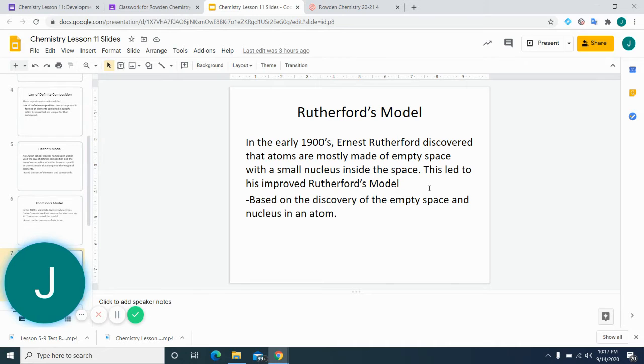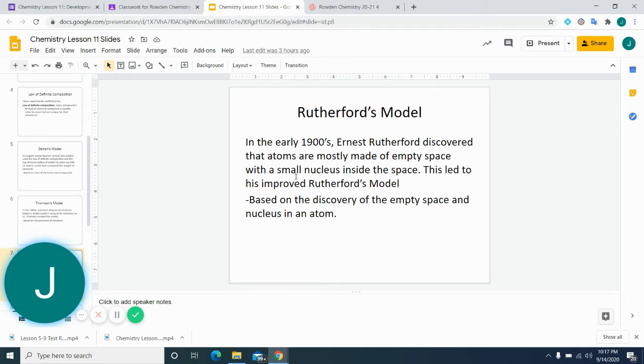Then we go from there to Rutherford's model. And what Rutherford discovered is that atoms are actually made up of mostly empty space with a small nucleus inside of it. So then Rutherford's model is based on the empty space and the nucleus inside of an atom.